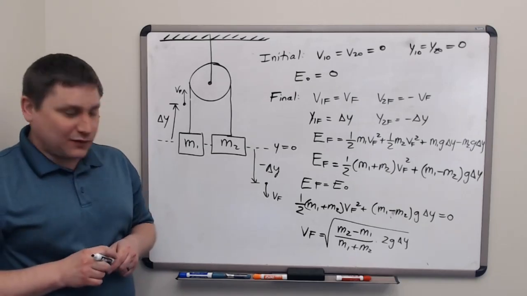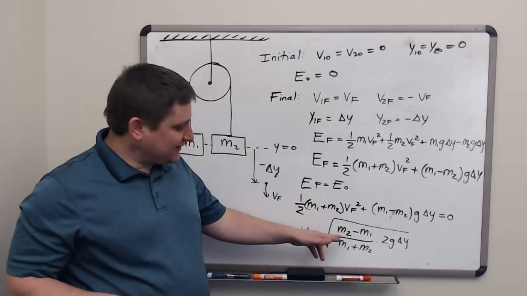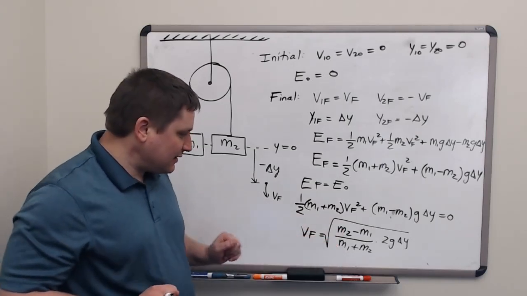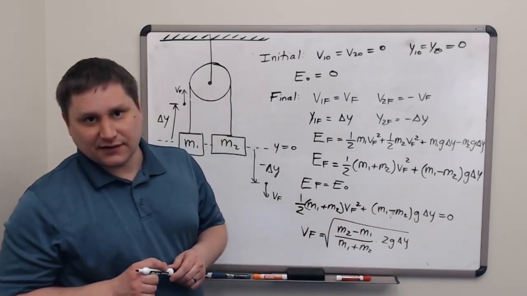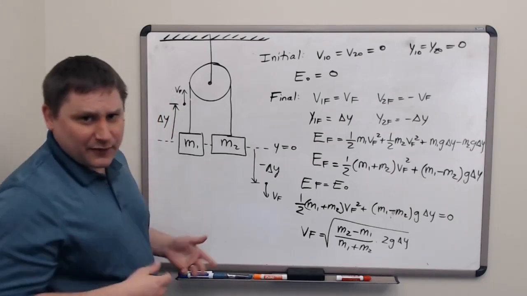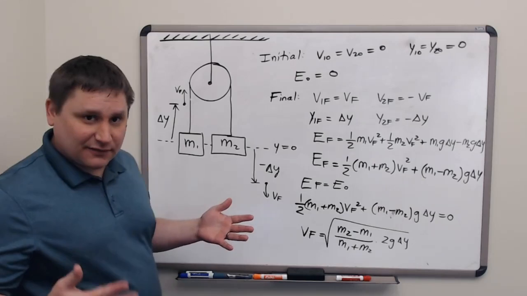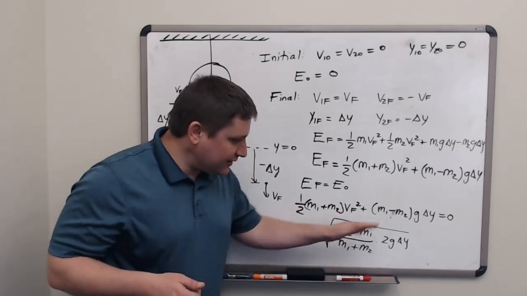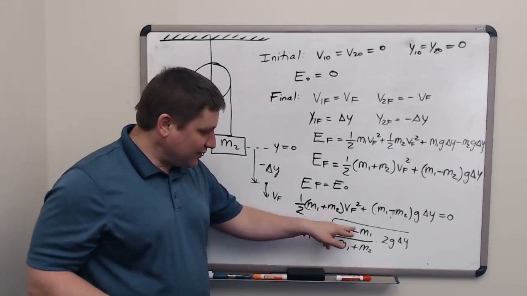So we have to take the square root of a lot of stuff. We've got a fraction involving the difference in mass divided by the sum in mass, times twice the acceleration of gravity times the difference in height y. And whenever we have a square root, we have to be concerned a little bit that the things underneath the square root aren't negative. We have a difference here, m2 minus m1.